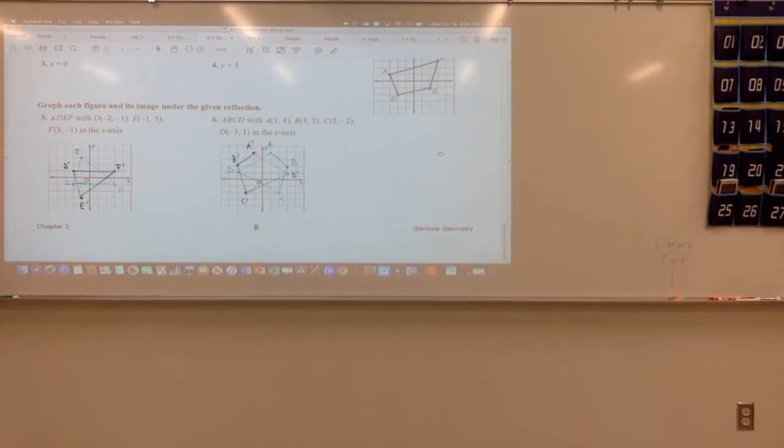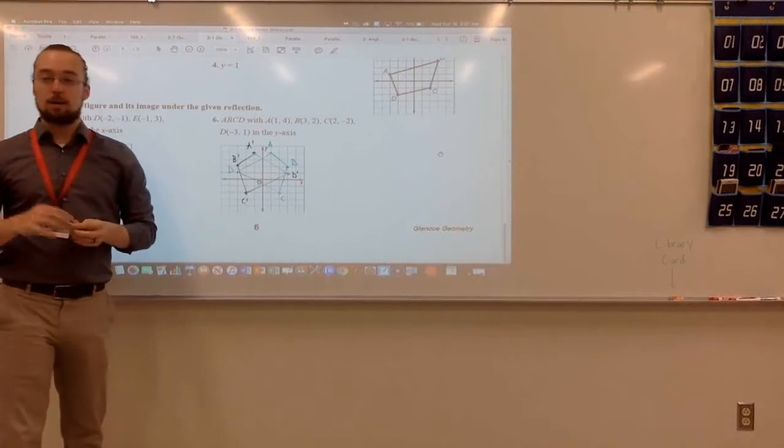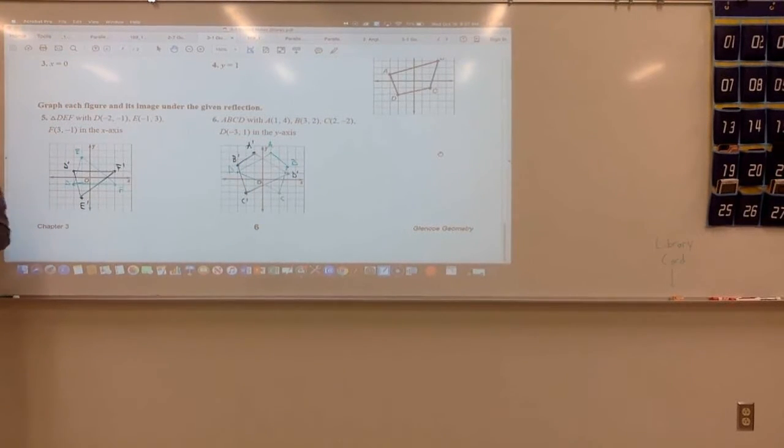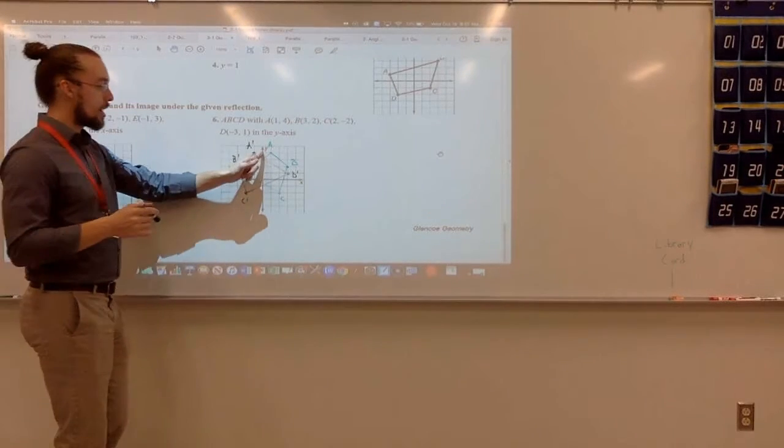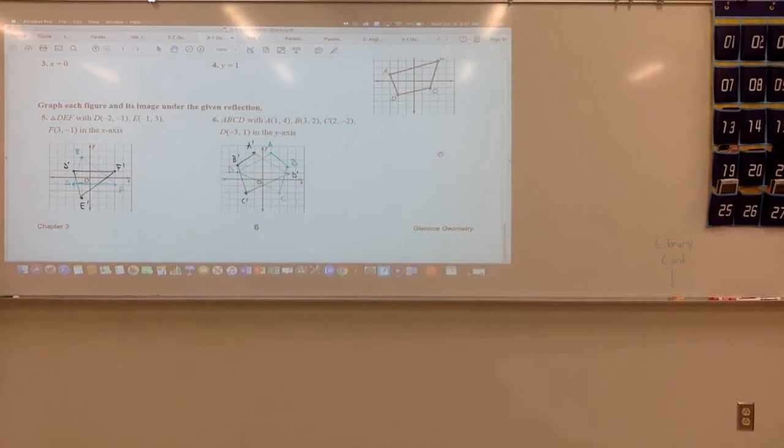Did we get something that looks like this? Okay, so this one we reflected across the y-axis. Right, so we just counted the distance from each point to the y-axis, and then went that same distance on the other side. Okay. Any questions on reflecting something in either axis?